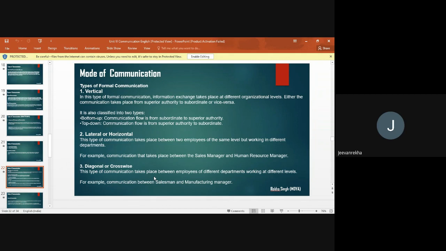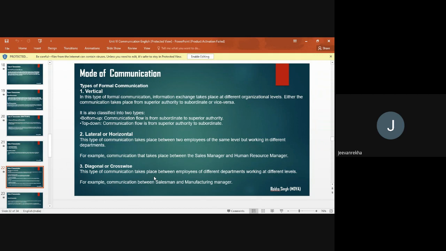Yes, ma'am. Okay. And it is also classified into two types. Bottom up communication flows from subordinate to superior authority, and top down communication flows from superior authority to subordinate. Means there are two subtypes in vertical communication. What is bottom? Down, ma'am. Lower level. So in two types, bottom up means lower to higher.